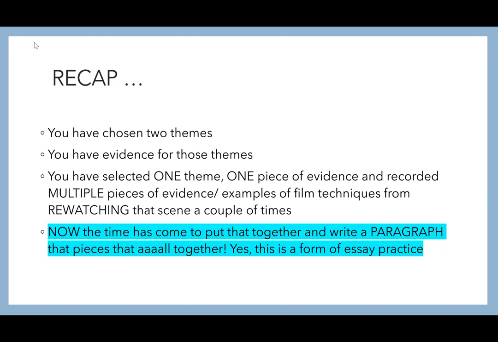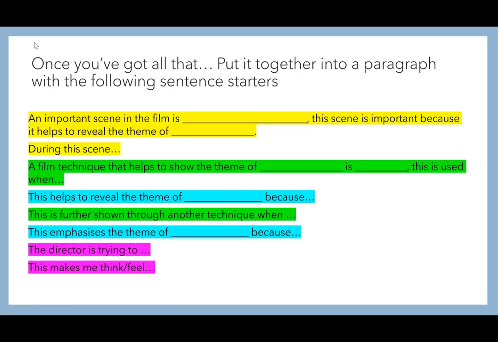So this will take you probably about 20 minutes, some of you less, some of you a little bit more. What I want you to do is to put it together with these sentence starters. You can do this digitally or you can do this on paper, but you're going to need to get these sentence starters, write them down, and then piece it together. I will give you an exemplar in a moment so you can listen and read through that and then give it a go yourself. So the first sentence is: an important scene in the film is blank.